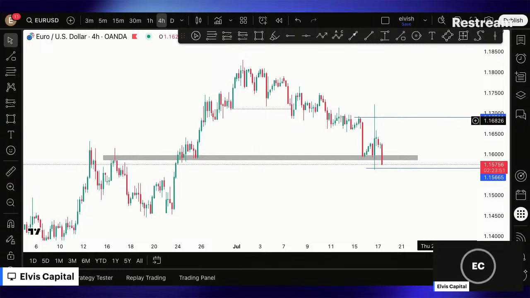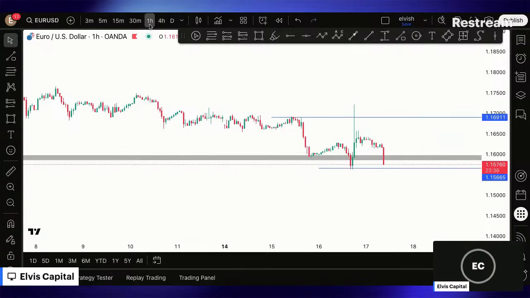So now I want to see whether price reaches this level over there, right? If I'm to take any trade, I'll have to wait for that candle to close. But as per now, let me first see my 1 hour time frame and see what price is trying to tell me.